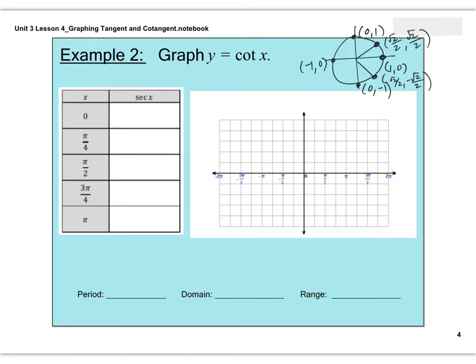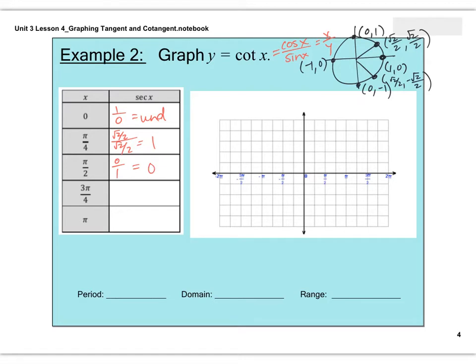Now let's try to graph y equals cotangent x. Remember, cotangent is really cosine of x over sine of x, which is really the x value over the y value. So at 0, think about x over y. We're going to have 1 over 0, which is undefined. At pi over 4, we're going to have root 2 over 2 over root 2 over 2, which is 1. At pi over 2, if we do x over y, we're going to have 0 over 1, which is 0.